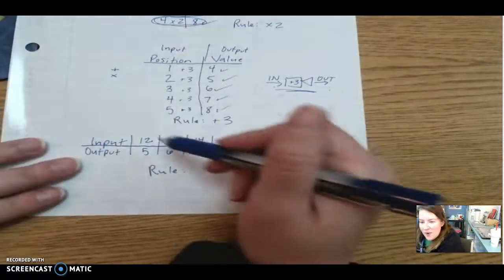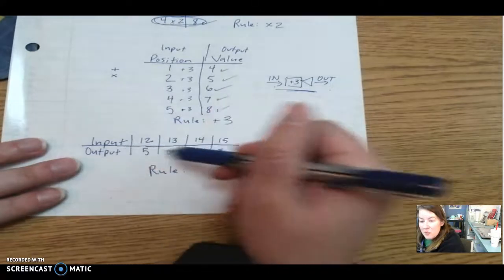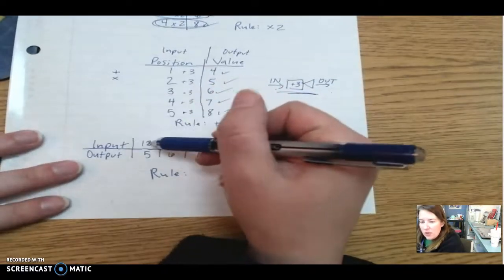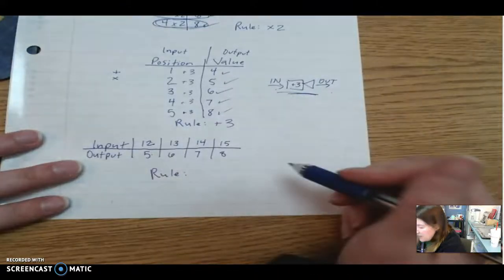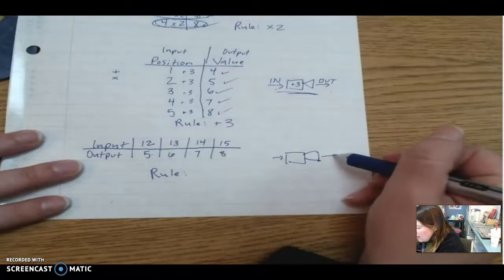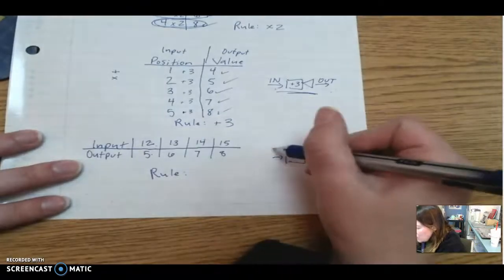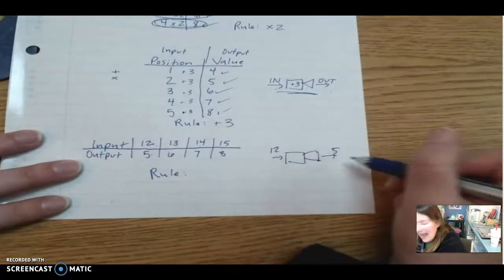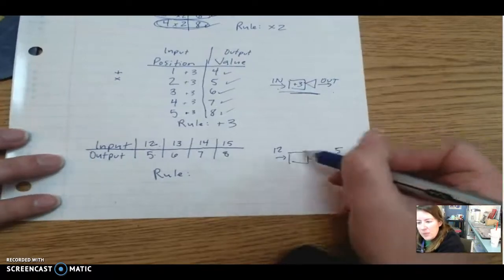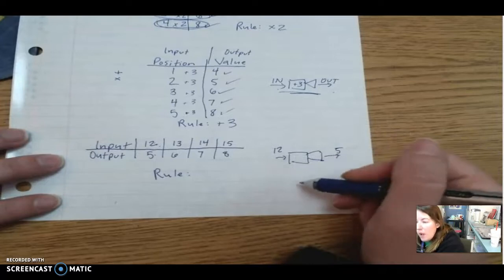Let's keep going. Sorry. So input output tables, they can be written sideways like this. So remember, you still look for what number goes in and what number comes out. So if here's my number machine, what number's going in is a 12. What number's coming out is a 5. So this time, my number machine is making my numbers smaller.